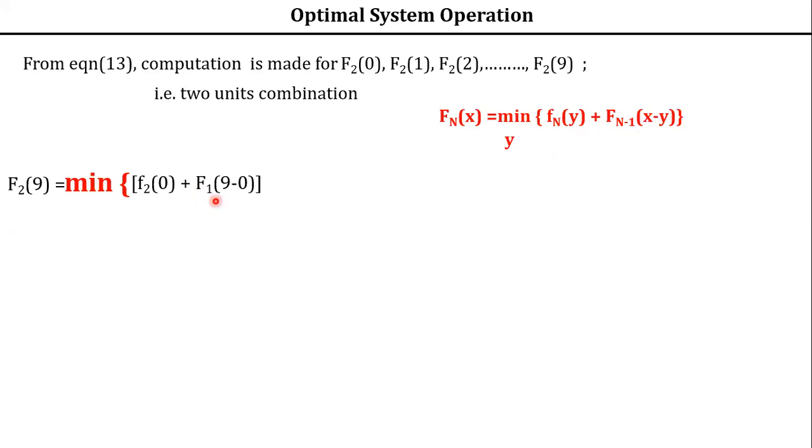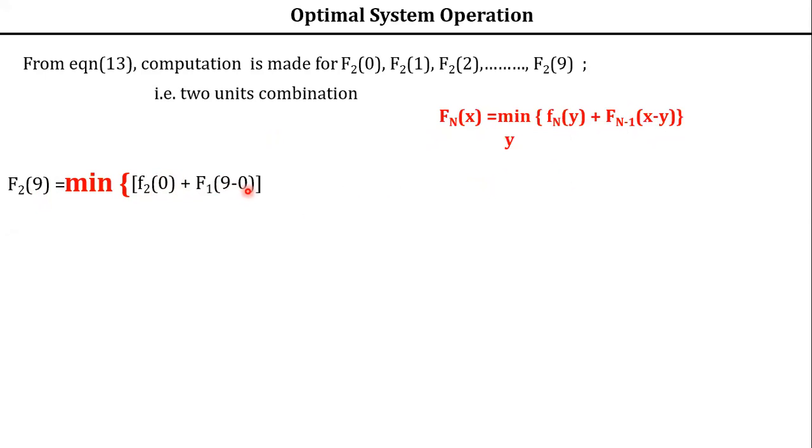N is 2, isn't it? So 2 minus 1 is 1, of x minus y. What is x? It is 9. What is y we have taken? 0 here. So f1 of 9 minus 0. Is it clear this step? So this is one term. This is the one combination.